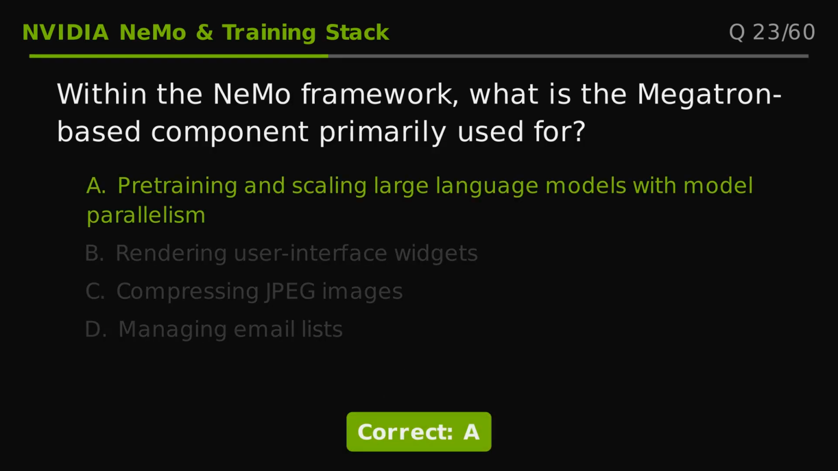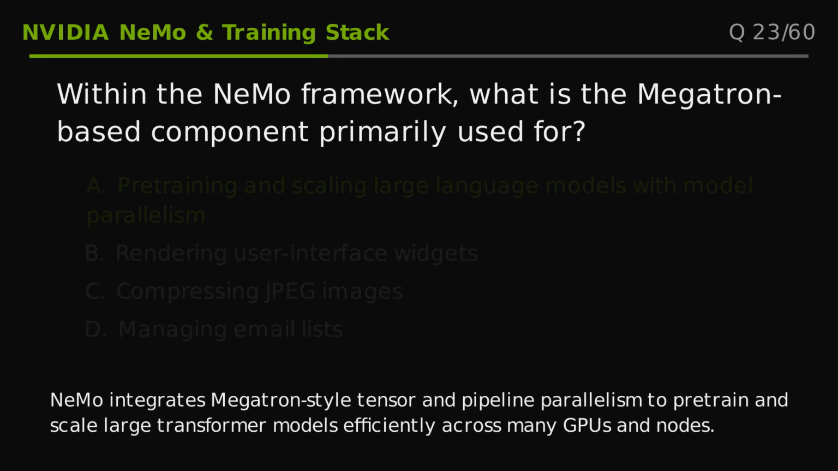The correct answer is A. NeMo integrates Megatron-style tensor and pipeline parallelism to pre-train and scale large transformer models efficiently across many GPUs and nodes.